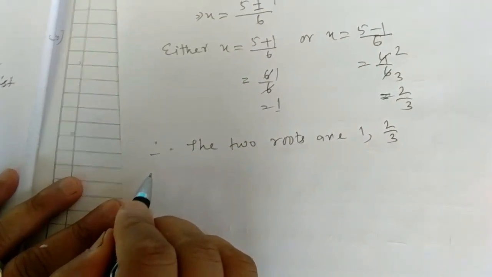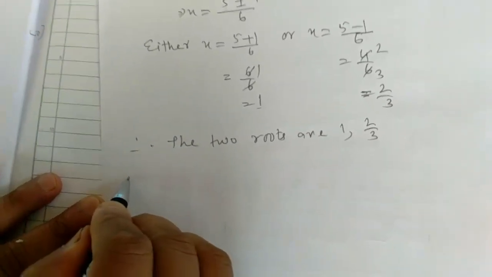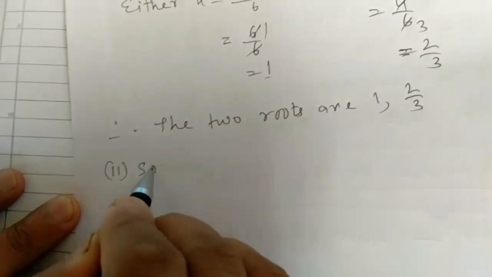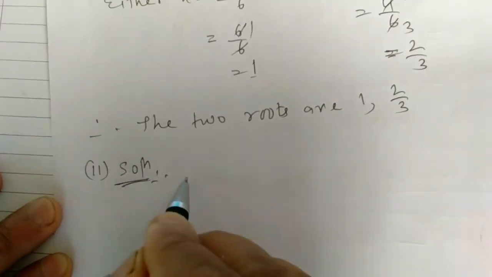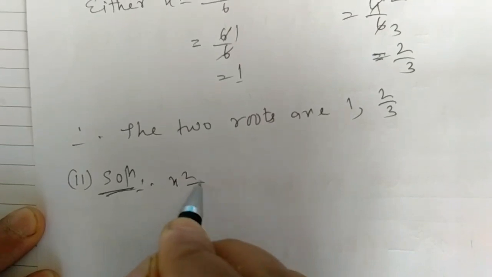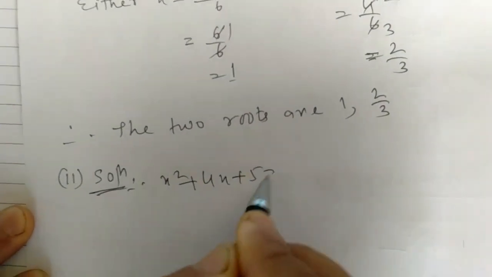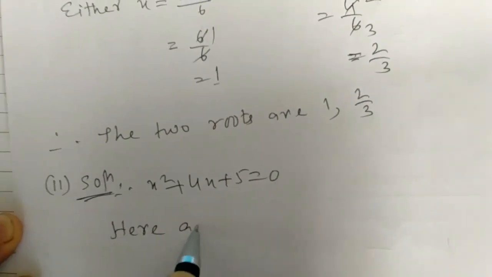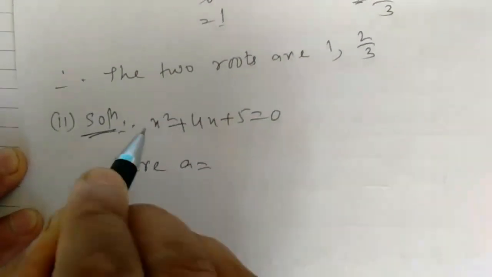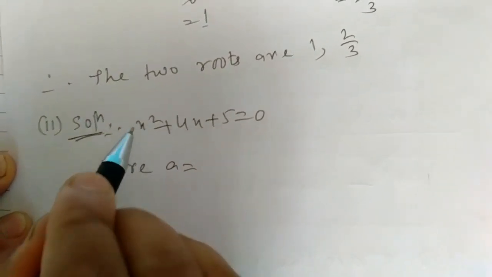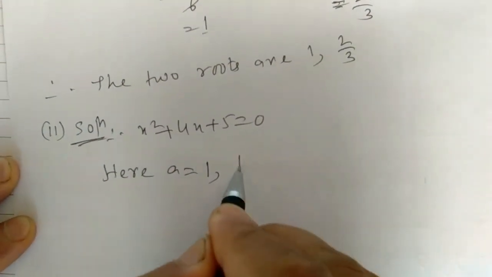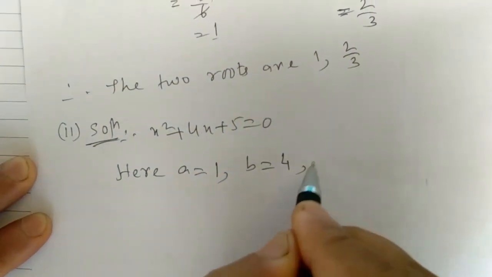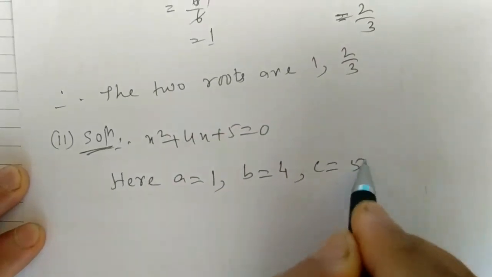Now we'll solve question number 3-2, by using the formula of the quadratic equation. Solution: x square plus 4x plus 5 equal to 0. Same as before, here a equal to 1, there is no coefficient of x square, and if there is no coefficient you take 1. b equal to 4, the coefficient of x is called b. c equal to the constant term 5.